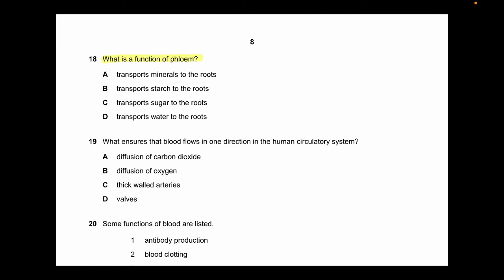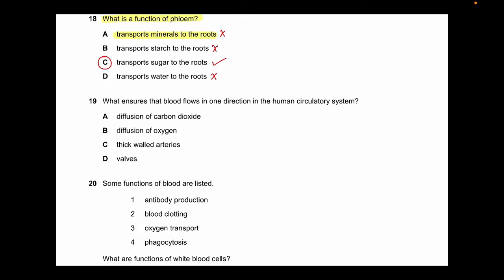What is a function of phloem? Well, phloem transports minerals to the roots? No. Phloem transports starch to the roots? Well, starch cannot be transported. Transport sugar to the roots? Yes. Phloem transports water to the roots? No. Roots absorb water by themselves. So transport sugar to the roots is the correct option, C.